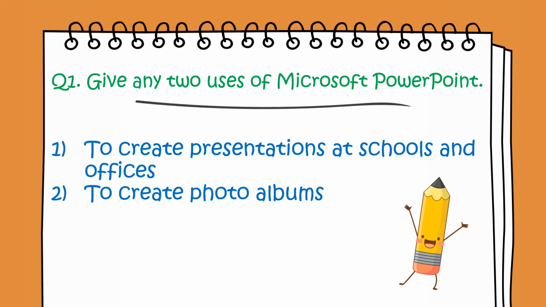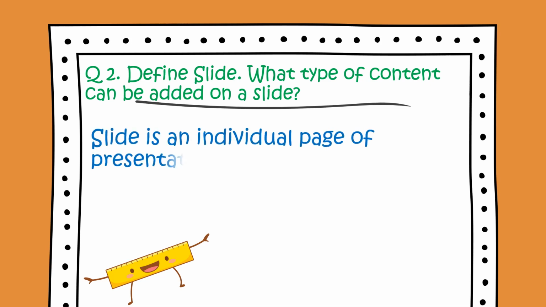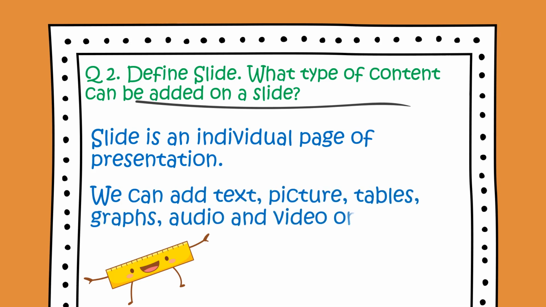Next question is, define slide and what type of content can be added on a slide. What is a slide? We know that a slide is an individual page of a presentation, a single page of a presentation. And what type of objects you can add on a slide? We can add text, we can add pictures, charts, tables, audio and video. Slide is an individual page of presentation and we can add text, pictures, tables, audio and video on a slide.